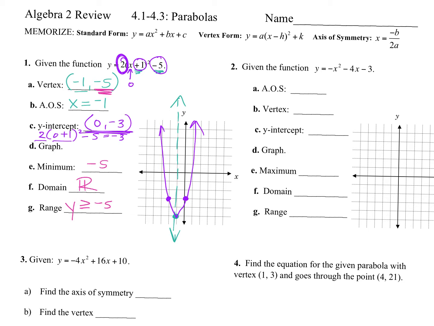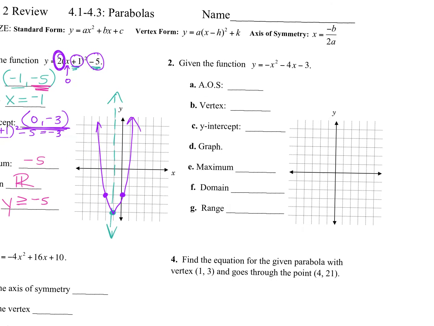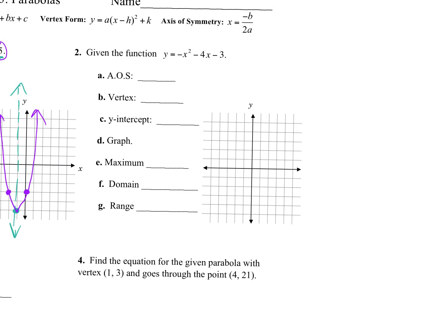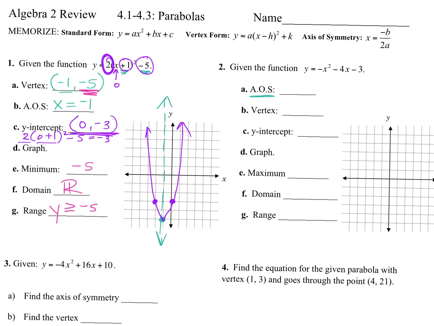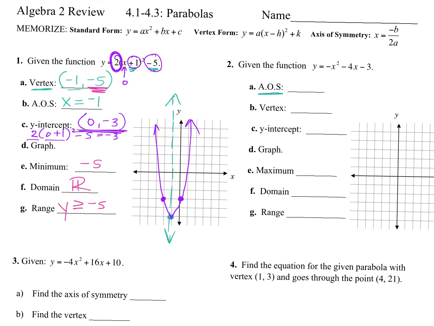Okay, so there is one problem on your quiz that starts in vertex form and you have to find all the things. Then there's one problem on your quiz that starts in standard form and you have to find all the things. And that's example 2 there. Notice the difference. This one you start with the axis of symmetry. The other one you start with the vertex. Okay, so it's a different form. You start in a different place.